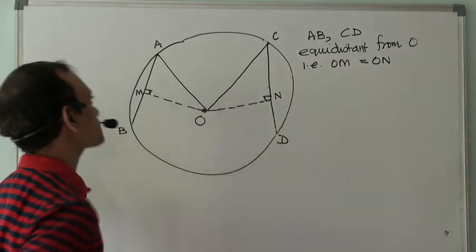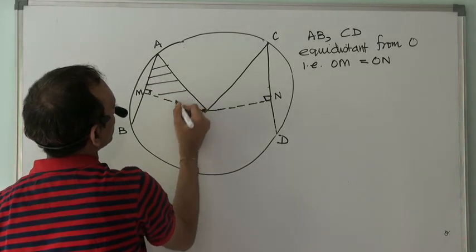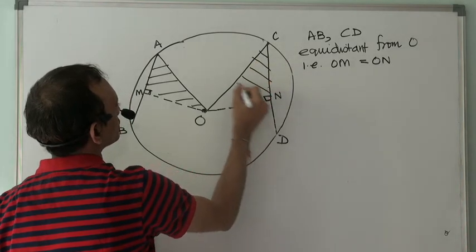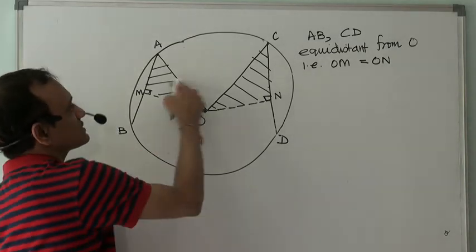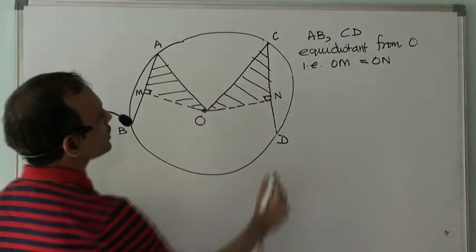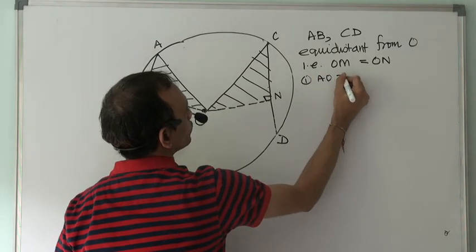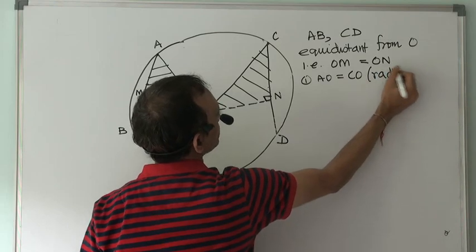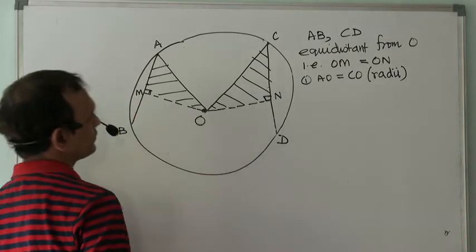Look at triangle AMO and triangle CNO, the two triangles I have shaded. In these two triangles, one, AO is CO. Why so? They are radii of the same circle. These are right angle triangles, by the way.